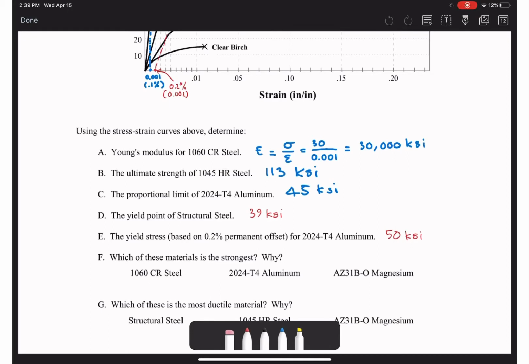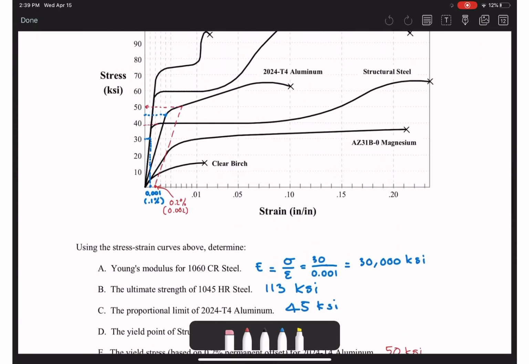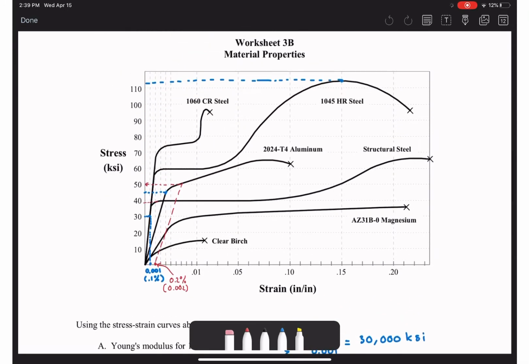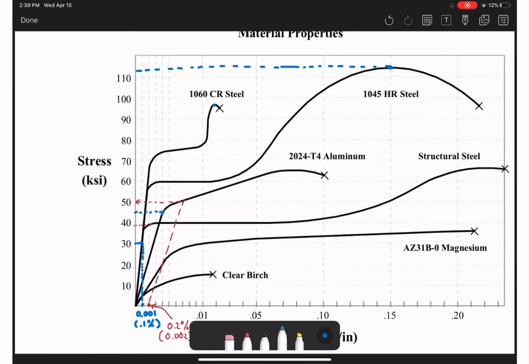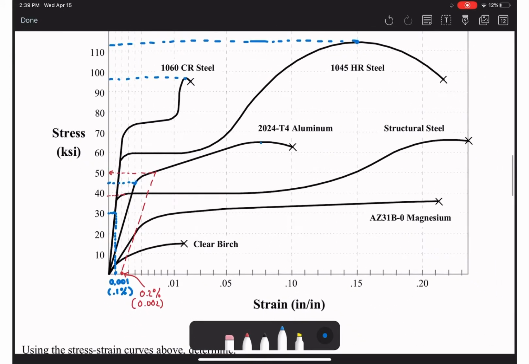So F, which of these materials is the strongest, and why? 1060 CR steel, aluminum, and magnesium. Strongest is measured by the ultimate strength. You can see the ultimate strength of the steel is about 96 ksi. For aluminum, it is about 64 ksi, and the magnesium is somewhere here, about 32.